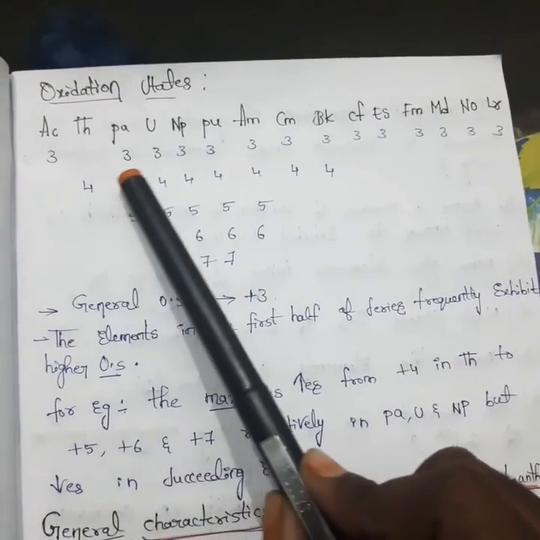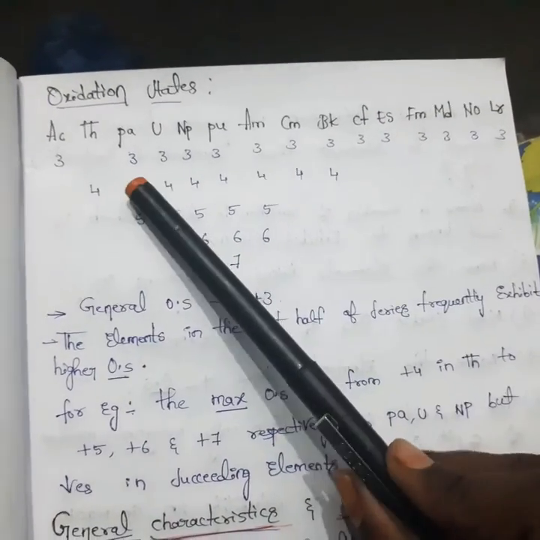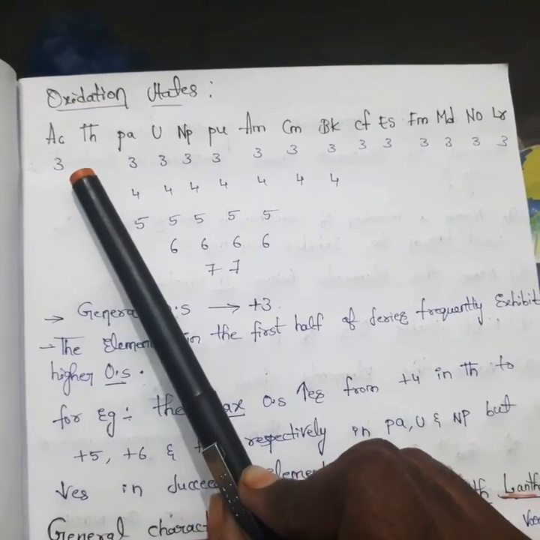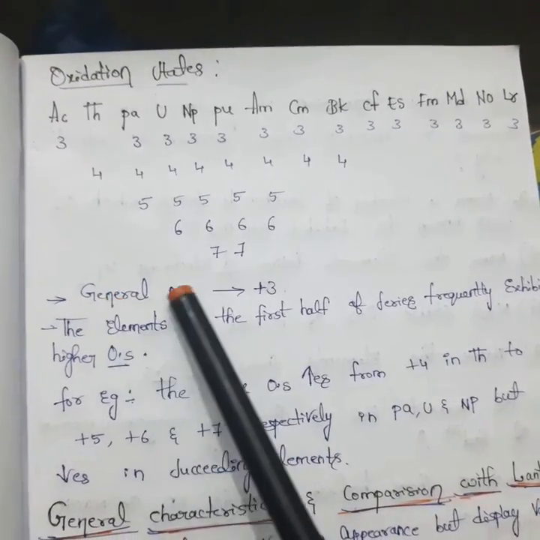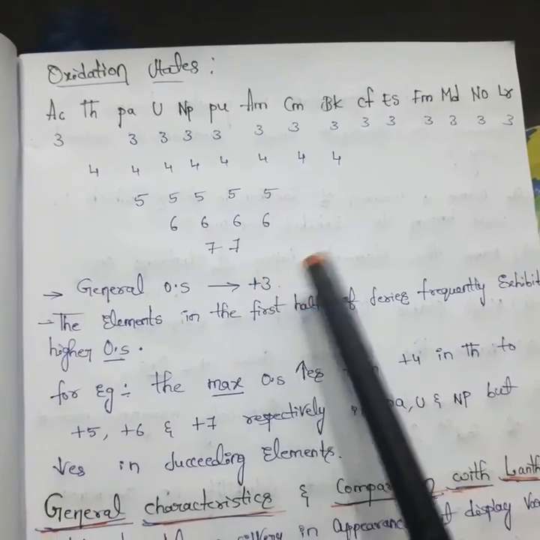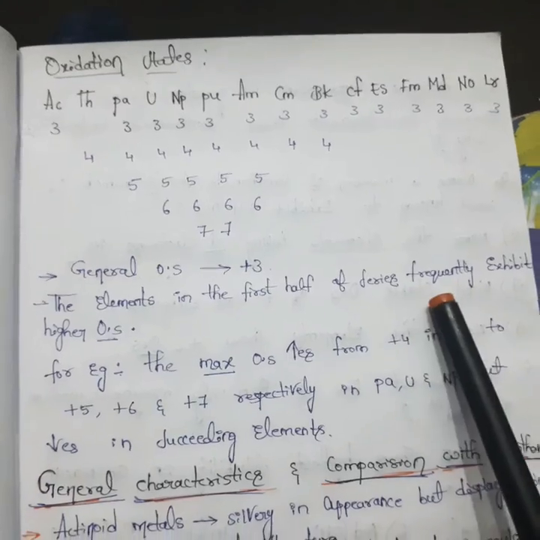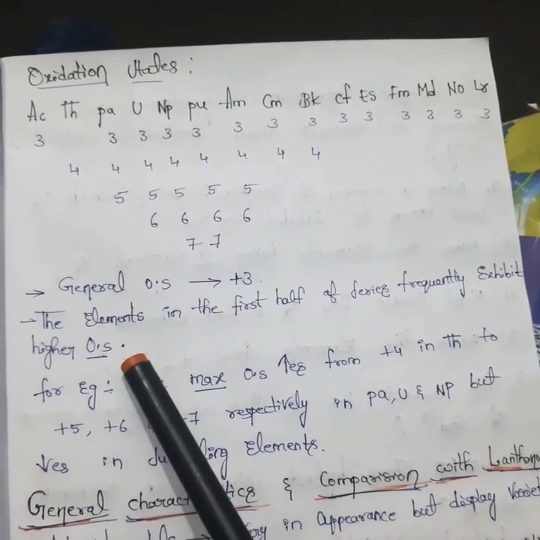Plus 3 means most of the elements exhibit the plus 3 oxidation state, except thorium. So the most common, or general, oxidation state is plus 3. Next, the elements in the first half of the series frequently exhibit higher oxidation states.